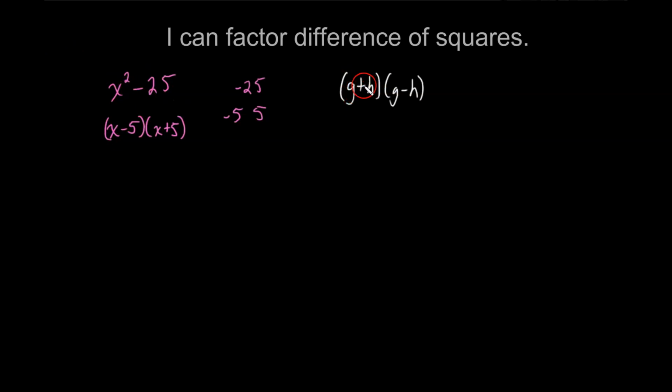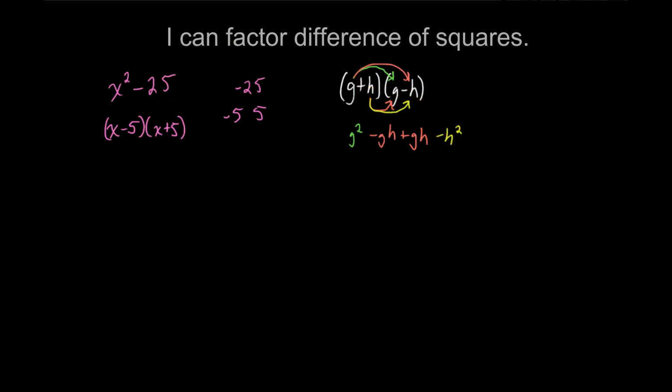So over here we're given g plus h and g minus h. So if we were to FOIL this out, we have g times g, that would give us g squared. And then we could go g times negative h, which gives us minus gh. And then h times g, that'd be hg or gh, so plus gh. And we go h times negative h would give us minus h squared.